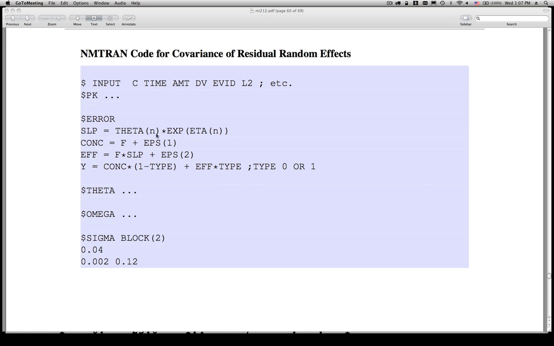Oh, this error, somebody's asking about this particular model. This is just a generic model. Theta n, n just represents some number. It's not verbatim code here. This is just representing some linear relationship where concentration and effect. This is actually the error block of a simultaneous PK-PD model where slope is an estimated parameter, and so effect is equal to the concentration times slope, whereas concentration is just equal to F. That's not really important to the discussion here.